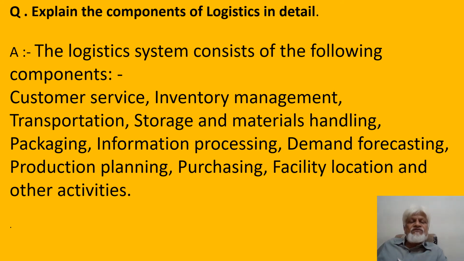The information process is basically a computer based or an IT embeddable system that helps. Next is the demand forecast. Demand forecast is predicting the future requirement of a company. Next is the production planning. Planning your production. How do you want to produce? What are the components? How many units you want to manufacture? Those all things. Purchasing. It's a procurement department. It's a very important role. Facility location and other activities.